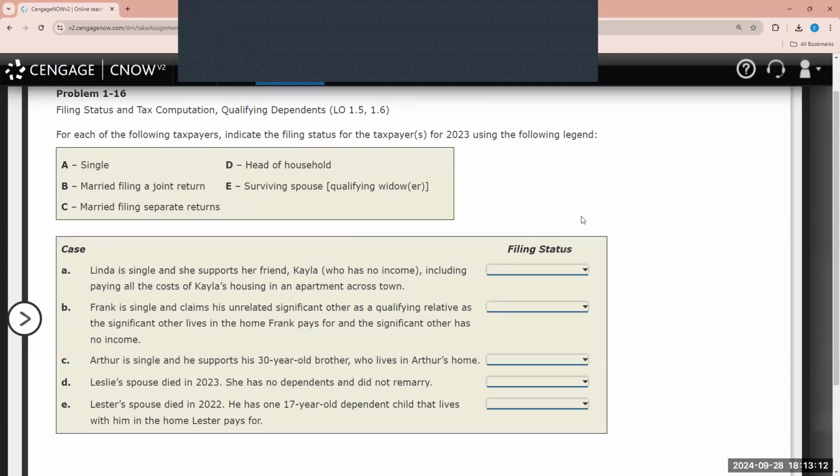This question says, for each of the following taxpayers, indicate the filing status for the taxpayers for 2023 using the following legend. So for case A, well, before we get there, let's actually discuss these filing statuses, right? I've been practicing taxation for over 14 years, and this is something that you are always going to see every tax year. Every tax year, you're going to have to meet with a client, because obviously things change from year to year, and you want to determine at the very least, what is the taxpayer's filing status?